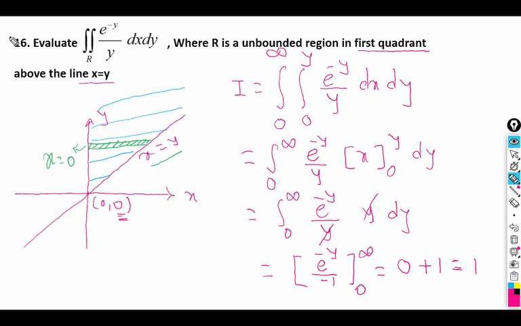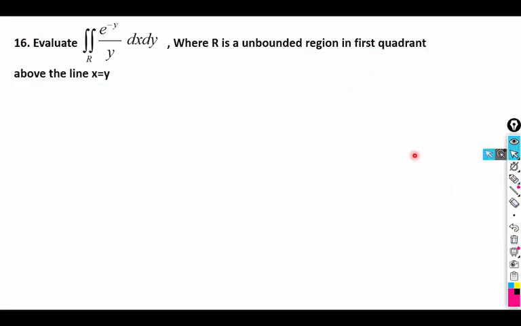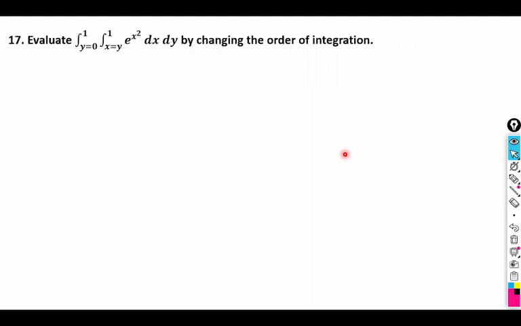Now this type of question generally does not come in the exam, because nowhere is it mentioned to change the order. In examinations, the questions from question number 17 onwards are of that type. I will show you the next question, example 17, where the question will be like this: evaluate by changing the order of integration. Now we compulsorily have to change it, whether it is integrable or not, we should not think about it. We have to change the order.